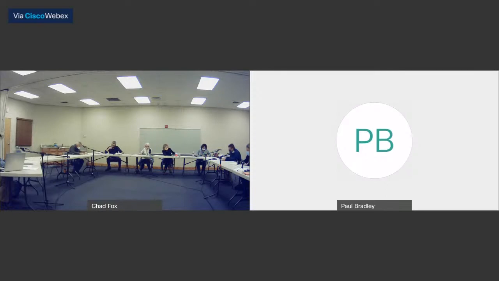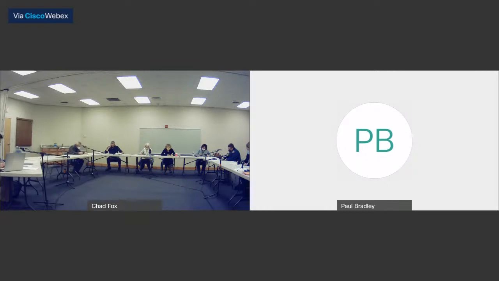Okay, 17? 17 is a property there on the left as you're going up Mountain View Drive. The only access point is off of the residential street of Mountain View Drive, just above Ingles. That's what we're talking about. Any discussion on that one?